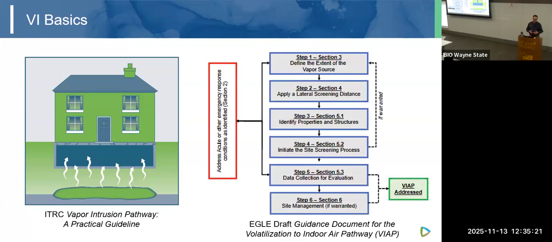How do we go about investigating this? Well, this is the flow chart from the Michigan Department of Environment, Great Lakes and Energy. They're in the middle of updating their VI guidance, but this is the same general approach that you find in most guidance documents. You would start by defining the extent of the vapor source. So where do you have contaminated soil and groundwater that could cause a vapor intrusion issue? You apply a lateral screening distance out from that source. That determines your investigation area, and then you're going into buildings within that investigation area to assess those, and if necessary, to mitigate those if vapor intrusion is happening.